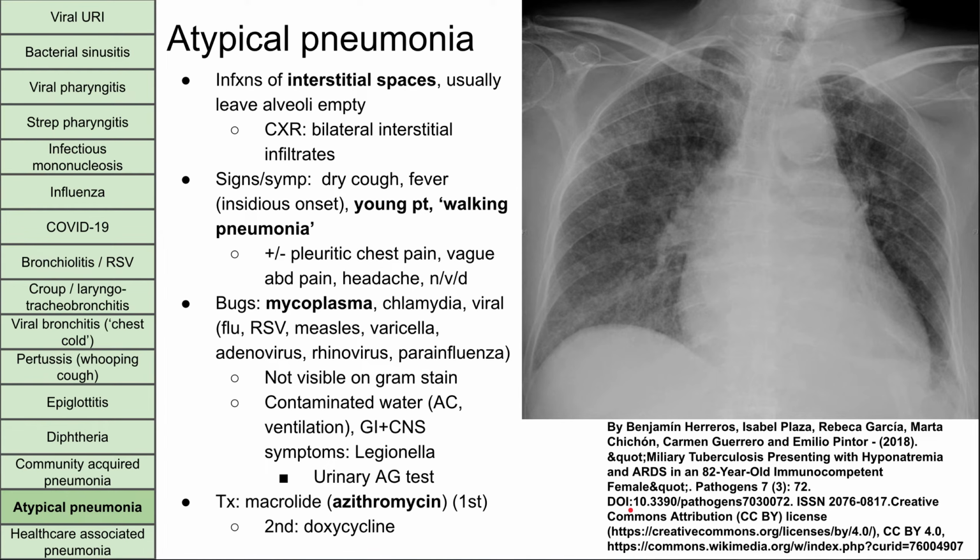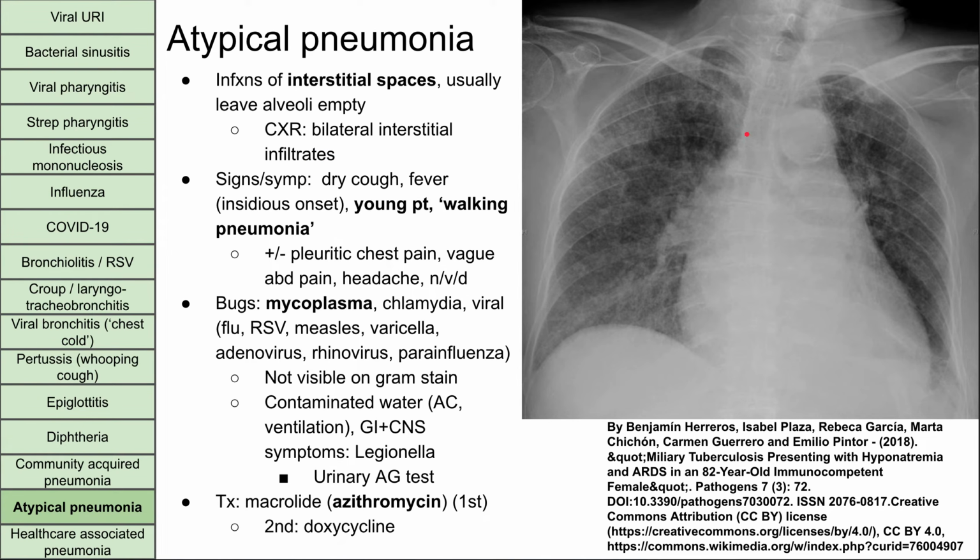Next is atypical pneumonia. So while the previous slide showed a picture of a lung where the whole lower lobe was consolidated, where the whole lower lobe was infected and full of wet, gross bacterial pus material, in atypical pneumonia, you have an infection of the interstitial space. So usually the alveoli are empty, and the inflammation, the swelling, the bacterial growth is located in the interstitial spaces between the alveoli. So on chest x-ray, you'll see bilateral interstitial infiltrates.